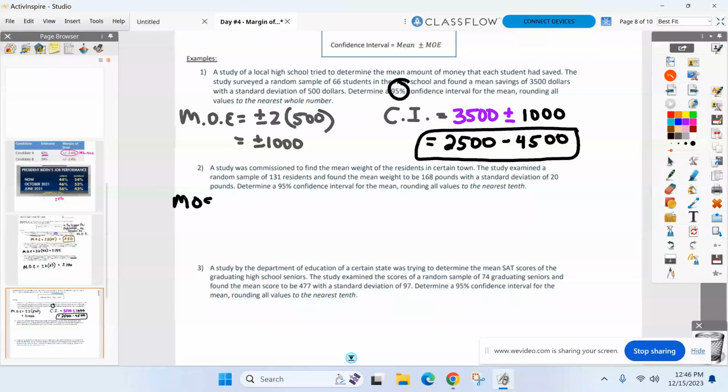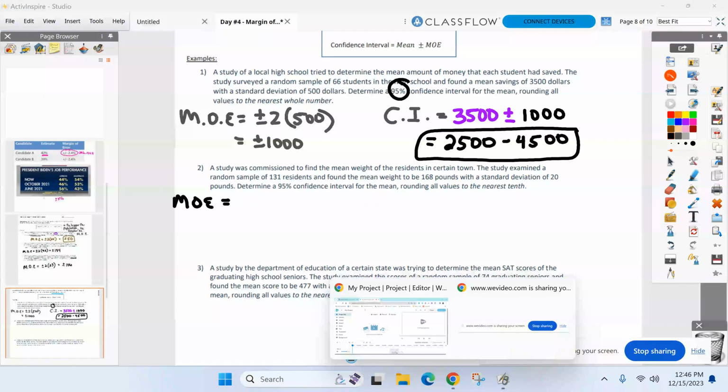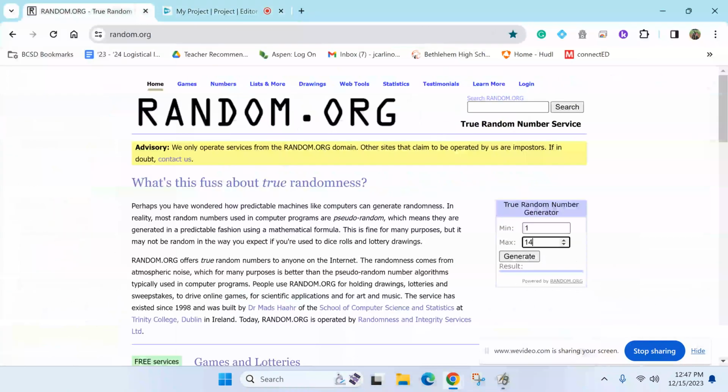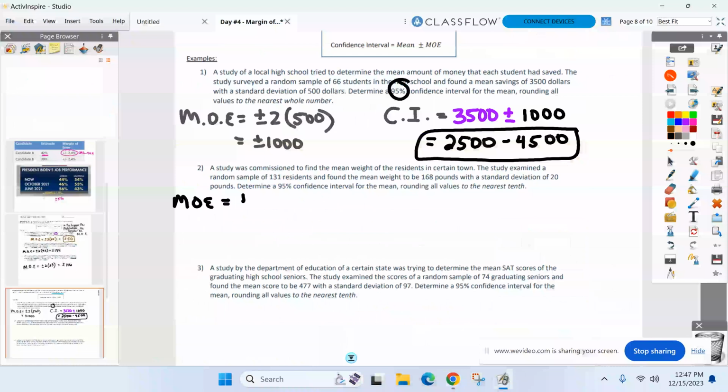All right, first thing I need from somebody, how are you finding the margin of error? Because I need that first before I do the confidence interval. Margin of error, what two numbers are we multiplying here? There we go, Isabel, start us off right. Plus or minus 20, the standard deviation. Good, what do you get there? Plus or minus 40, good work.